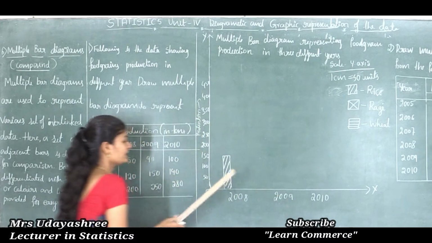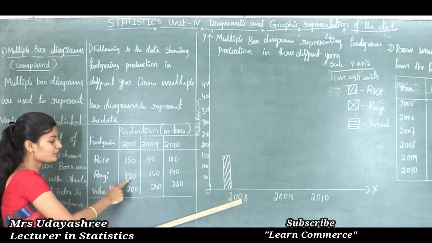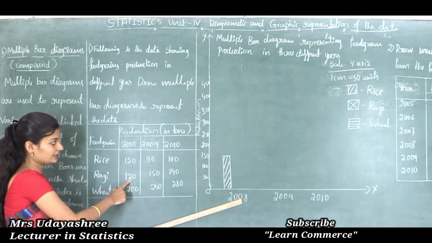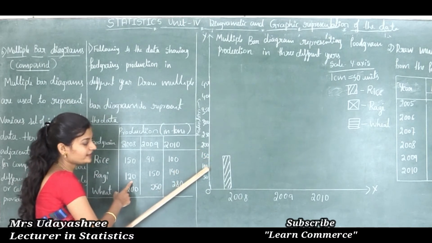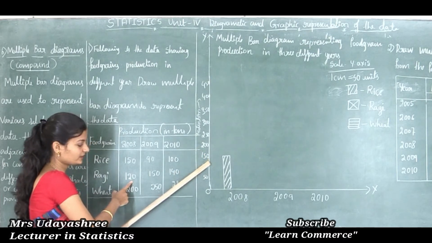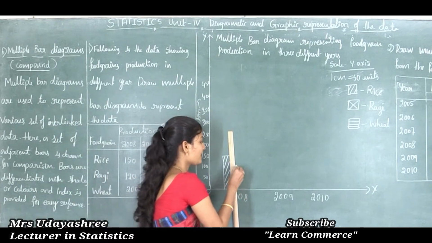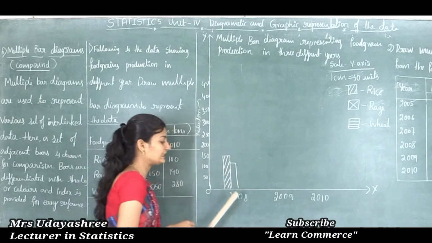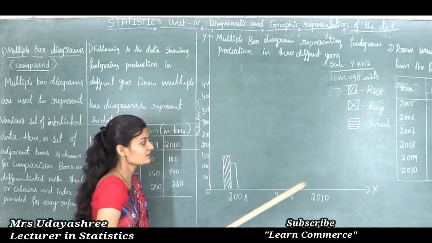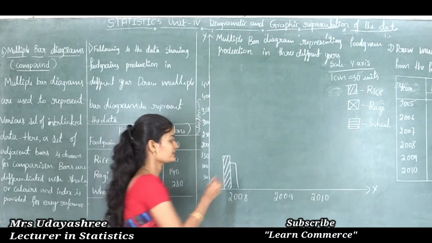Next, in the year 2008, ragi production was 120 ton. Here 150 is here, 100 is here, so 120 comes in between these. Here I will draw one bar like this. This bar indicates the production of ragi in the year 2008. For ragi the shading is like this.